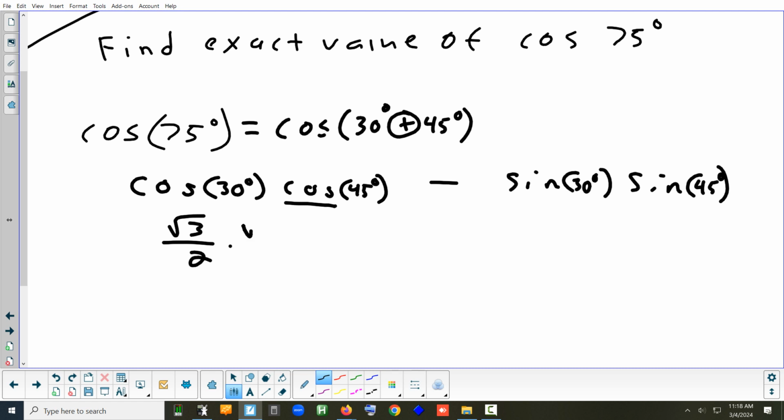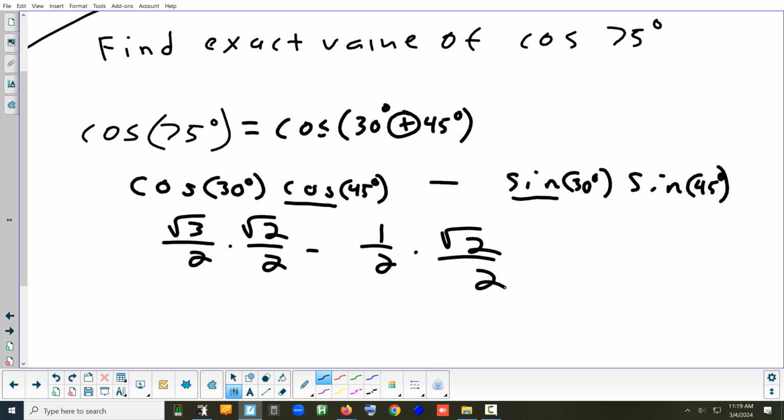2 over 2. What's the y value for the 30-degree coordinate? Yep. And what's the y value for the 45? Square root 2 over 2.